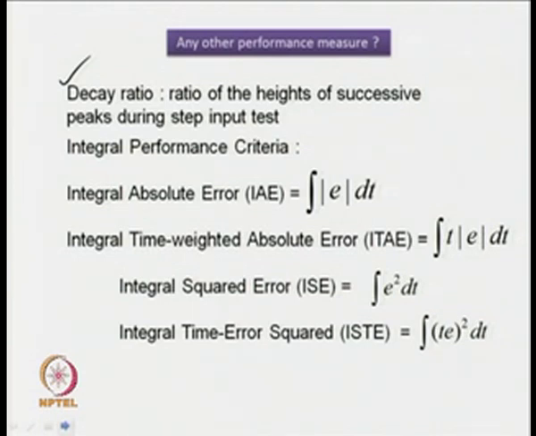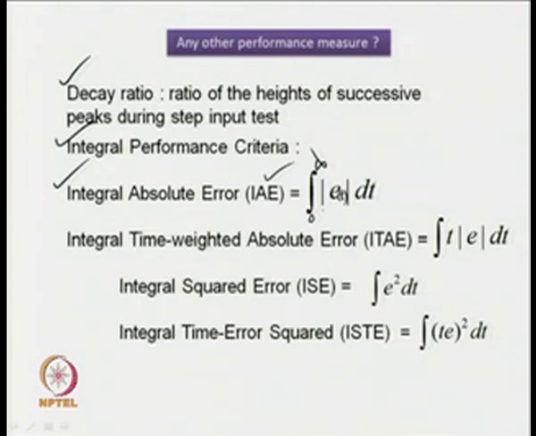Apart from the decay ratio, we have got various performance indices, often known as integral performance criteria. What are those integral performance criteria? One such criterion is integral absolute error. In short form, it is known as IAE and expressed as integration from 0 to infinity of mod of e(t) dt.